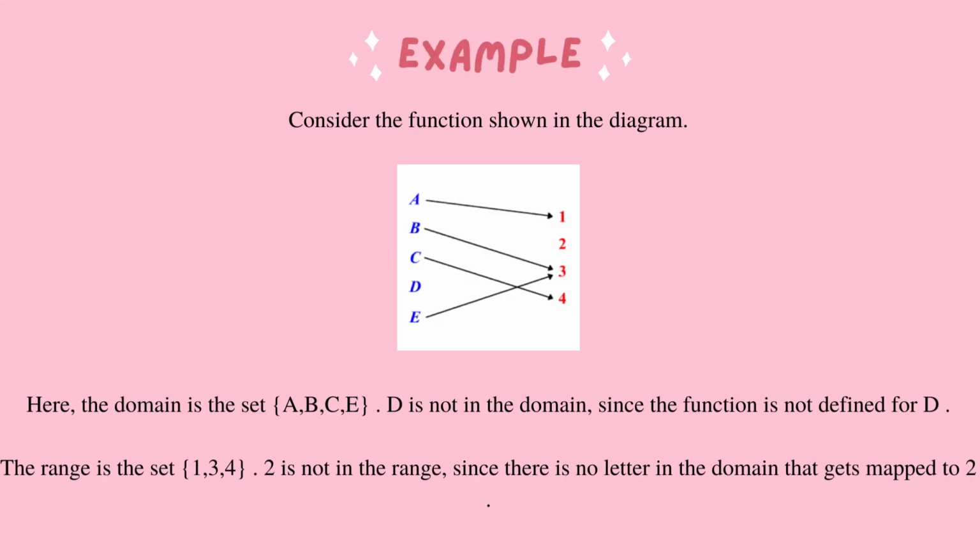So here are some examples. In the example shown here, A, B, C, D, E is linked with the range 1, 2, 3, 4, 5, but D is not included in that domain since the function is not defined for D. And in 1, 2, 3, 4, 5, the 2 is not linked with any of the domains. So this letter is in the domain, not mapped with the 2.